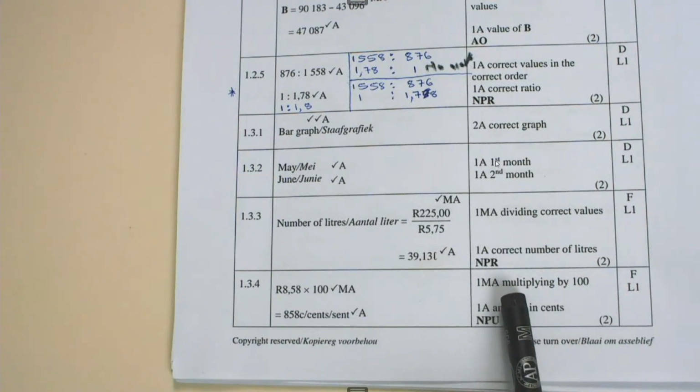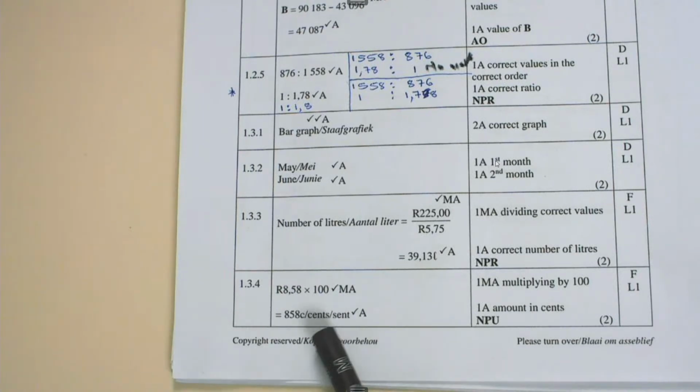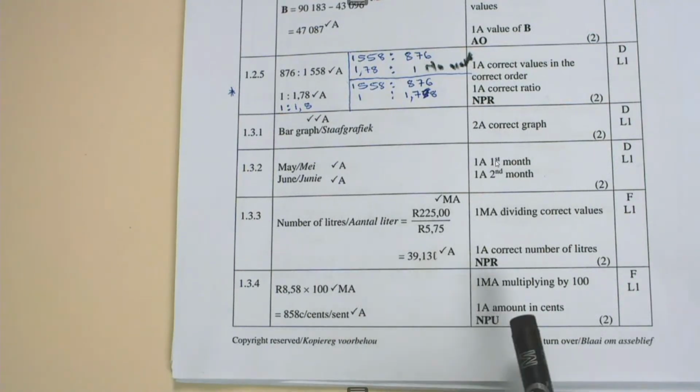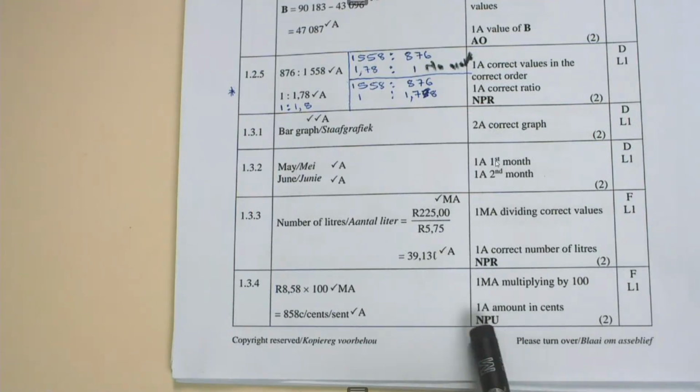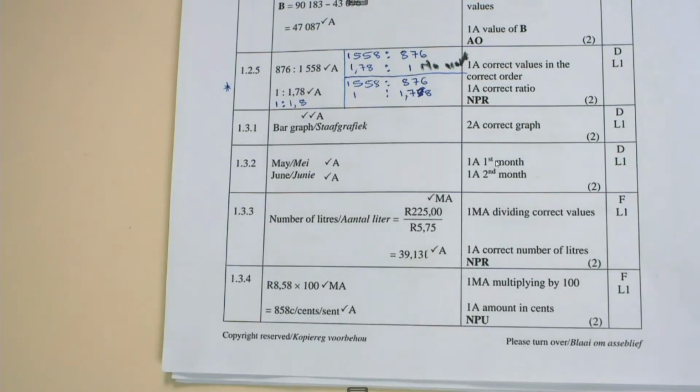Now the marks: 1 MA for multiplying by 100, and 1A for the amount in cents. No penalty for units. If the learner didn't write cents and wrote only 858, you don't penalize the learner, because in the explanation column it says no penalty for units. That was question 1. We are going to move into question 2.